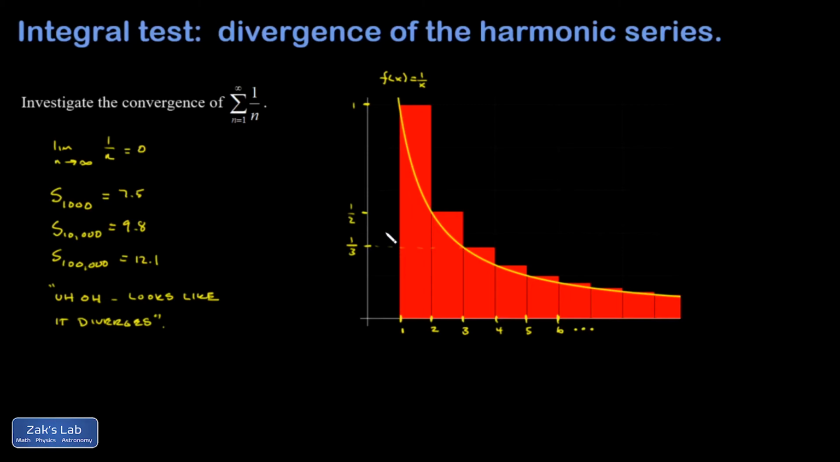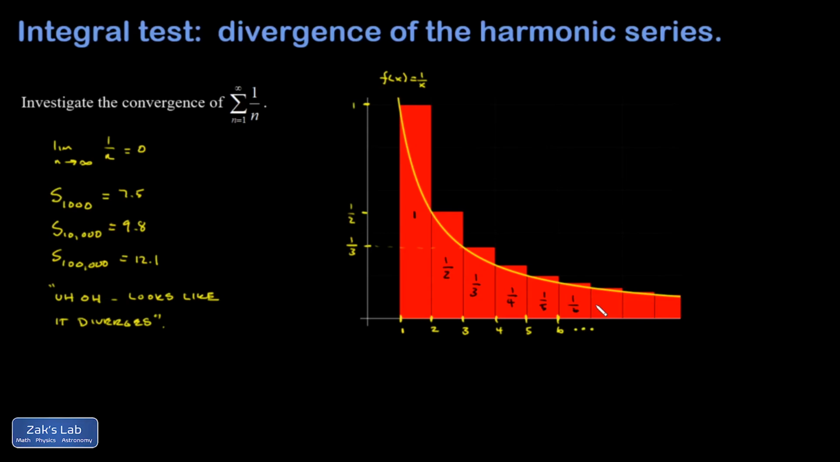I'm interested in. Each of them has a width of 1. So the first one has a width of 1 and a height of f of 1, or 1, and that gives me the first area in the series. The second one has a height of f of 2, which is 1/2, and a width of 1. So that's the second term of the series. The third one, a width of 1, a height of f of 3, or 1/3, and so on and so on.